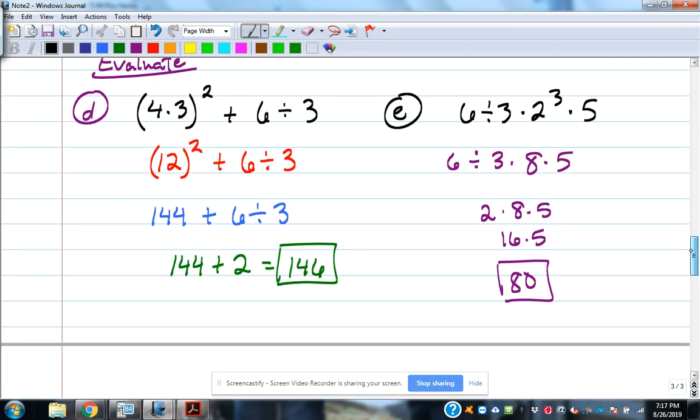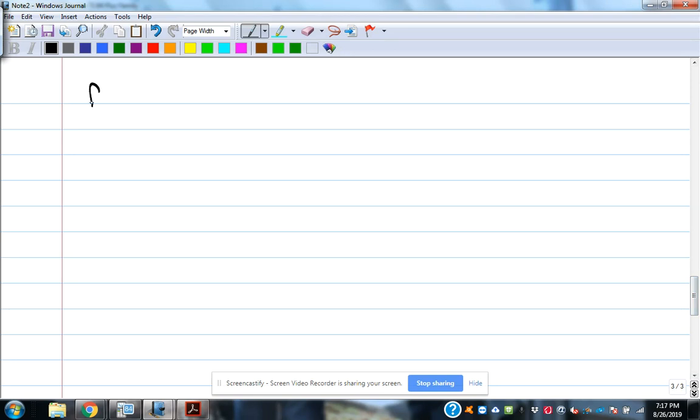All right, what letter are we on here? F. 4 plus 3 squared over 6 minus 5 times 3. So these are intimidating, but not hard.